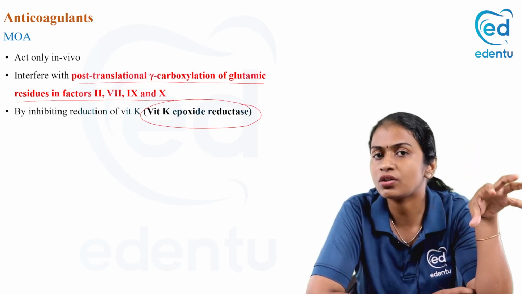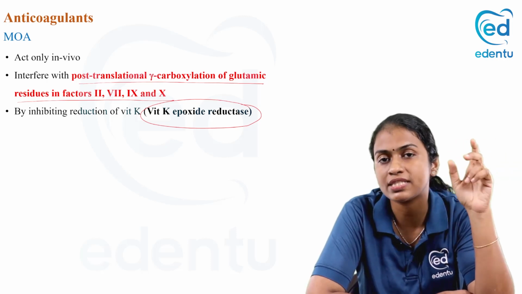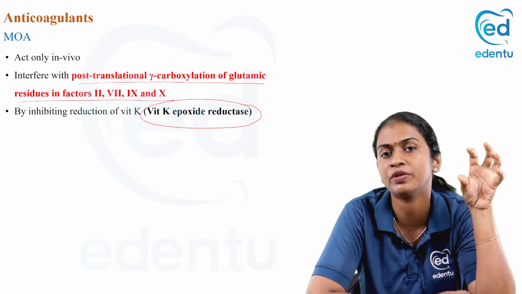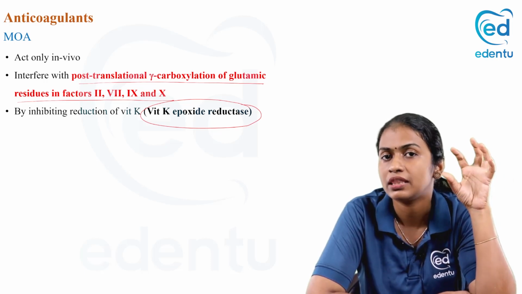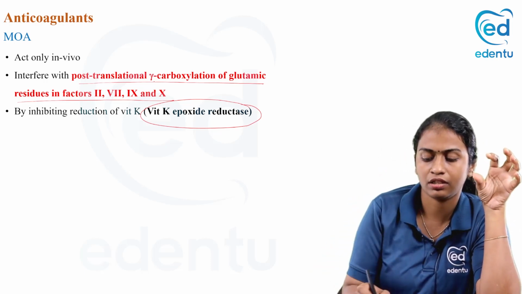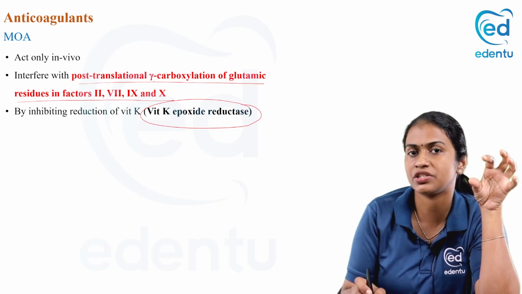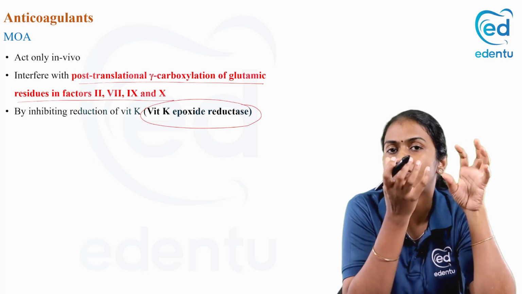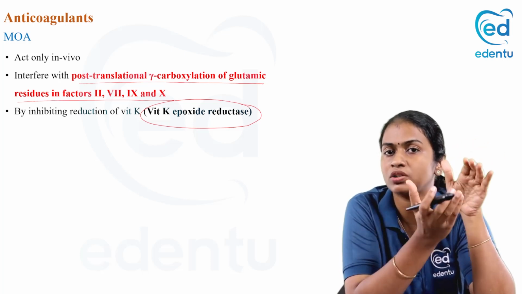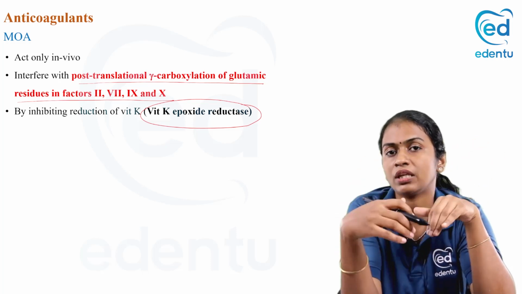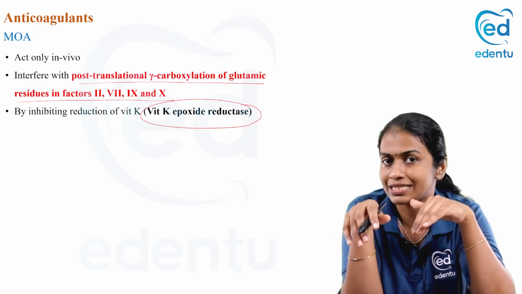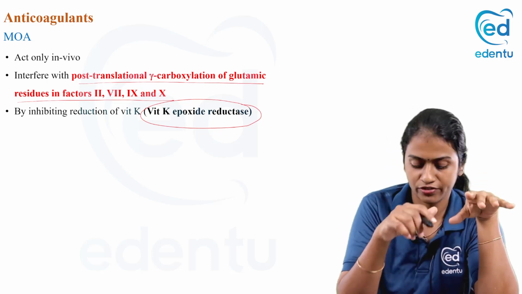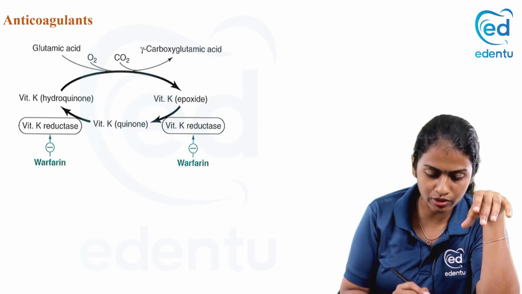Basically, for certain clotting factors, that is 2, 7, 9 and 10, these clotting factors are synthesized in the liver. For their activation, they require gamma carboxylation of the glutamic residues. And for this step, we require the vitamin K epoxide reductase enzyme. And that enzyme is getting inhibited when you are giving warfarin. We'll see a picture to make it more clear.